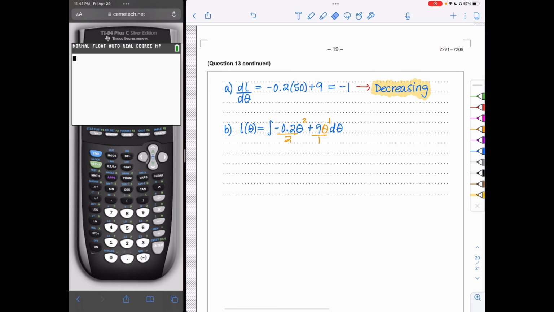So we're going to have L of theta is equal to negative 0.2 divided by 2, which is negative 0.1, and that's going to be theta squared plus 9 times theta plus c, because remember the derivative of any constant is 0, so it would disappear anyway.